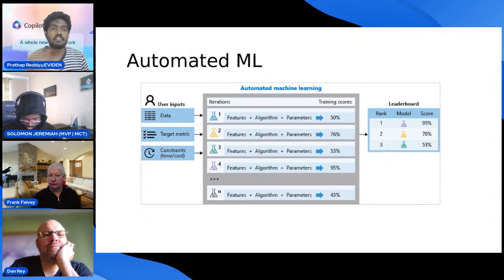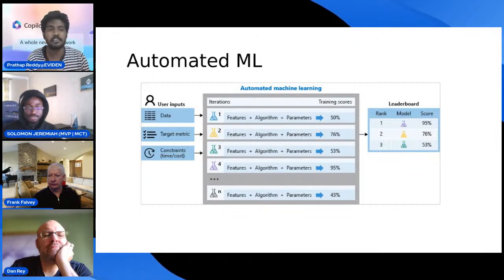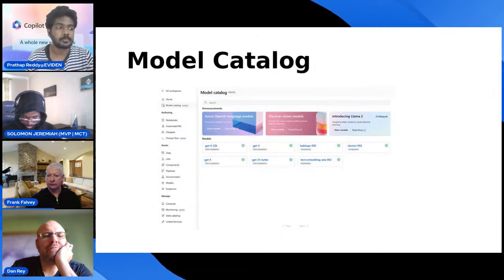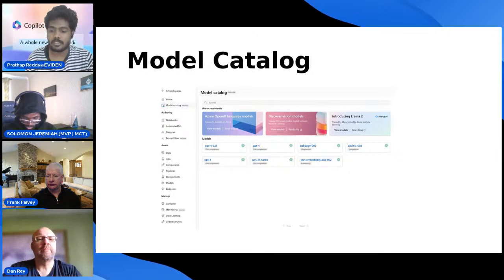I have just given an example of automated ML. I don't know how many of you understand that. But I will share the screen if time permits. Okay, so the model catalog. This is the model catalog. I will share the screen and then show you.